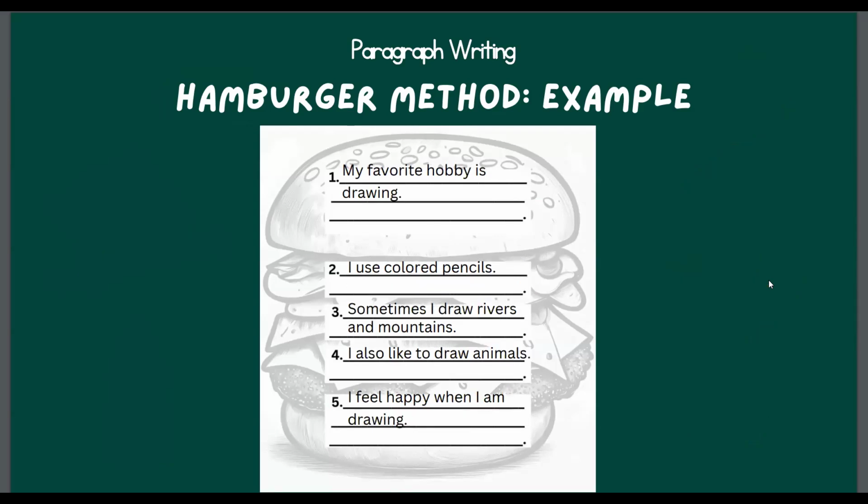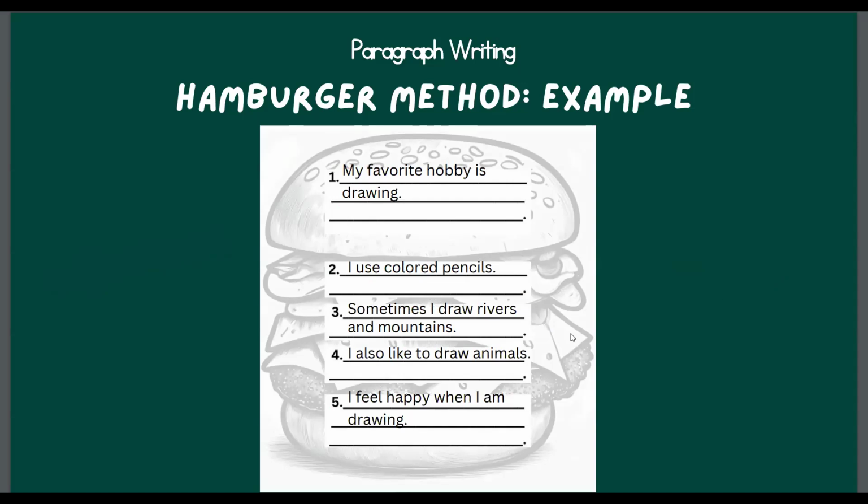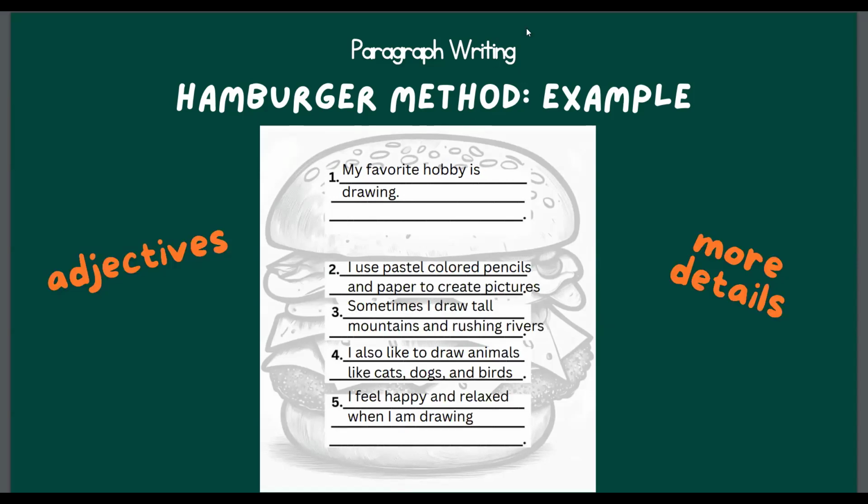Now let's look at how our sentence was before. I just said, I use colored pencils. Well, now I've added that I use pastel colored pencils and paper to create pictures. You can tell that I added much more detail to that sentence. Let's look at the next one. Sometimes I draw tall mountains and rushing rivers. Now let's look at our sentence before. It said, sometimes I draw rivers and mountains. So you can see that I added some adjectives. I added tall mountains and rushing rivers.